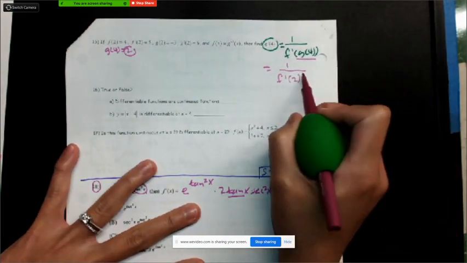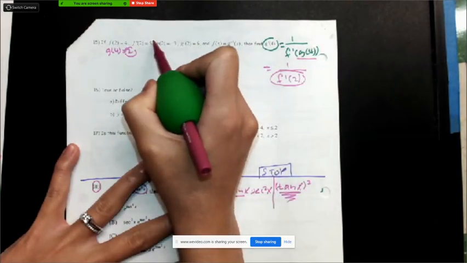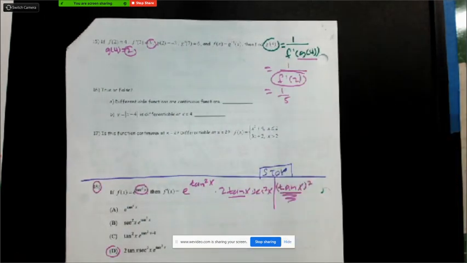So now we're looking for f prime of 2. Is that given to us? Which is 5. So this is equivalent to 1 over 5.